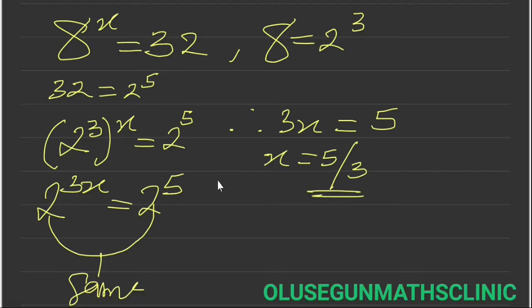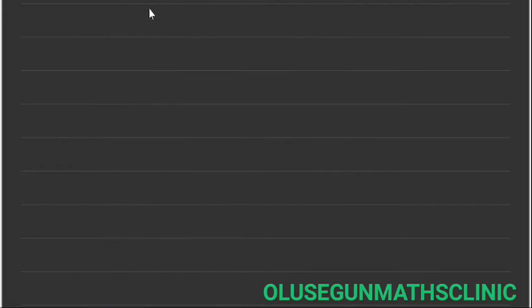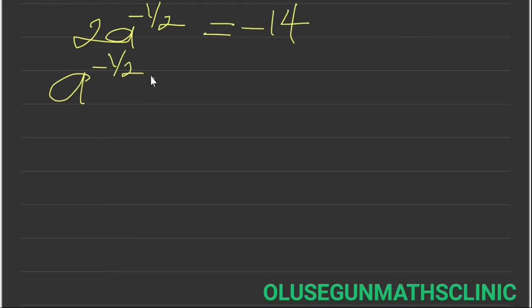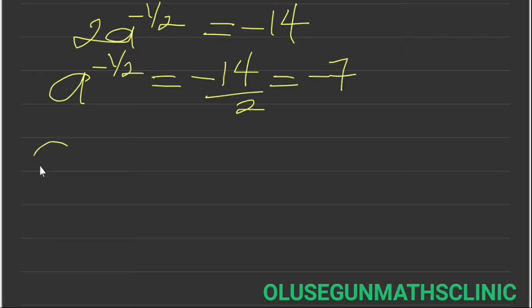Since you observe what the value is, the next thing for you to do is, when the bases are equal, the indices must also be equal. Let's have a more logical example again, like having 2a raised to power minus 1 over 2 is equal to minus 14. Let's reduce it by 2. We have minus 14 over 2, which is equal to minus 7, meaning that a raised to power minus half is equal to minus 7.